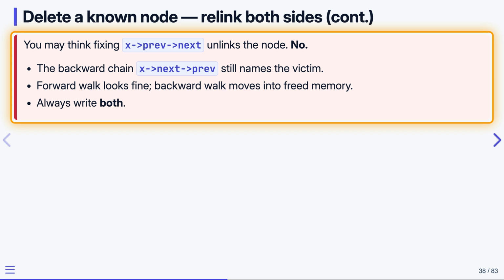Watch out for one trap. You may fix only the forward side and think the node is gone, but if you skip one write, one direction still points at the freed node. The forward walk looks fine, yet the backward walk steps into freed memory. Always write both sides.